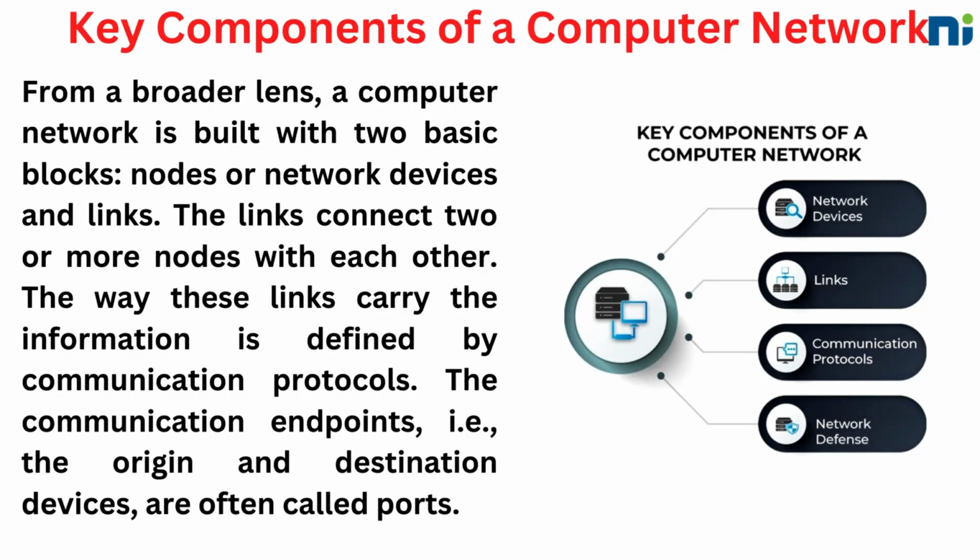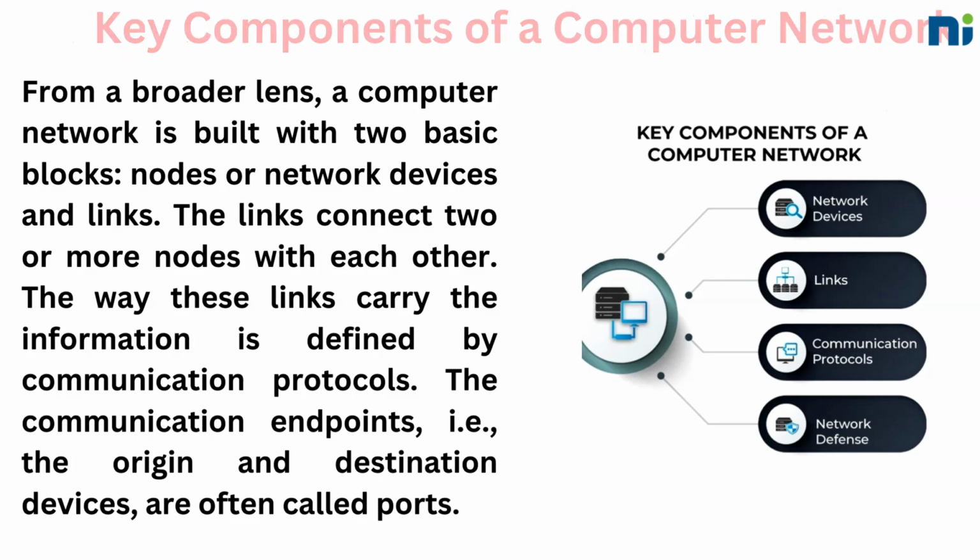Key components of a computer network. From a broader lens, a computer network is built with two basic blocks: nodes or network devices, and links. The links connect two or more nodes with each other. The way these links carry the information is defined by communication protocols. The communication endpoints, i.e., the origin and destination devices, are often called ports.